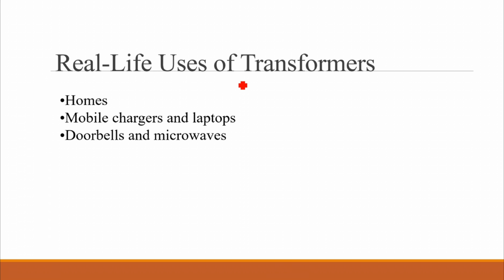Now what are the real life uses of transformers? Where do we use transformers? Have you seen transformers outside your homes? They are used to provide you the voltage. Next we have mobile chargers and laptops. Both have transformers. Basically, step-down transformers are used in them. Step-down transformers produce low voltage that keeps your chargers and laptops safe. Last one is doorbells and microwaves, which also have transformers in them. Microwaves have a step-up transformer because microwaves use high voltages.